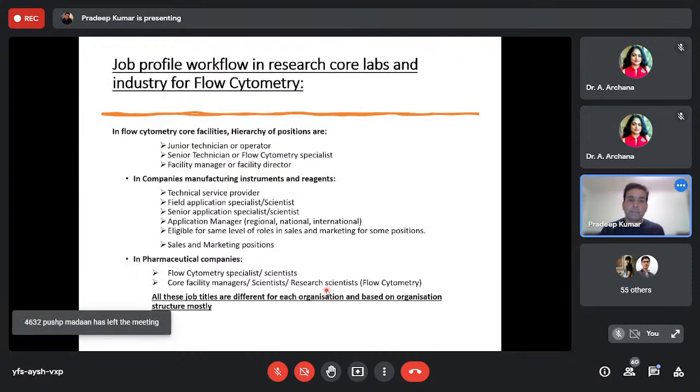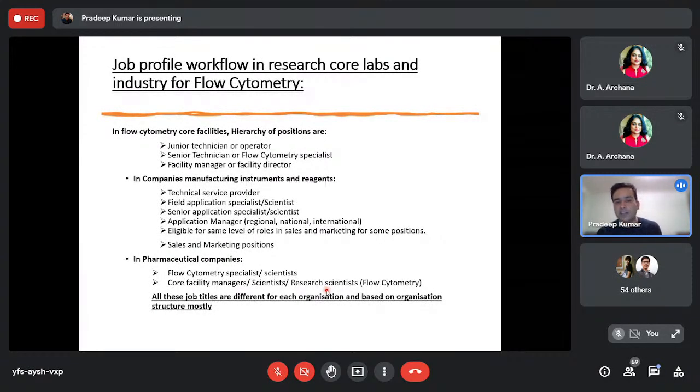Okay. Now, what kind of low profile you basically get in core facilities, core labs, or industry, or in medical research institutes? Like in flow cytometry core facilities, most of the hierarchy of positions are basically you start with a junior technician or an operator, or you are a research assistant and you learn bit part of flow cytometry or other technique, and then you look for position specific in core facilities. And then it comes to senior technician or flow cytometry specialist or facility manager or facility director.